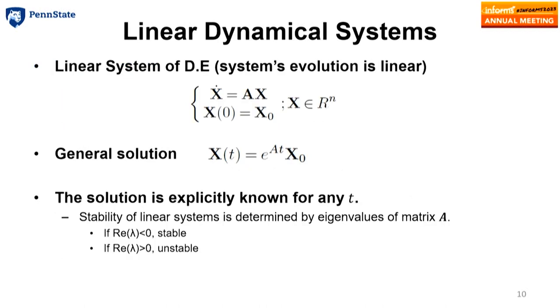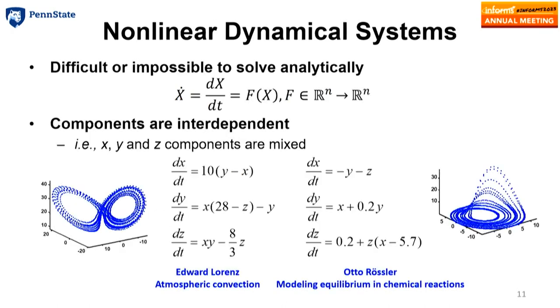As we can see, we can represent this with a matrix A, and if the initial condition is given, then we can derive the general solution analytically. The solution is explicitly known for any time t, and the stability of a linear dynamic system is determined by the eigenvalues of matrix A. While a nonlinear dynamic system is difficult, or sometimes impossible, to solve analytically. Now we have a complex function f which is nonlinear, so components are interdependent. The x, y, z components are mixed.